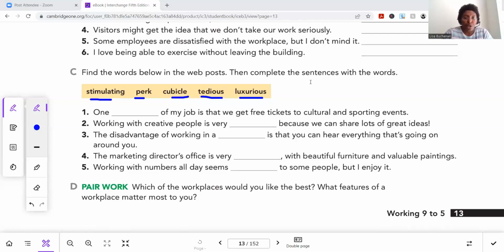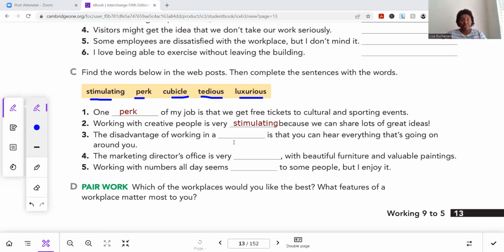Okay, number 1. One blank of my job is that we get free tickets to cultural and sporting events. So what would that be? Perk. A perk is like a cool advantage that you get at your job. Number 2, working with creative people is very blank, because we can share lots of great ideas. Working with stimulating, very stimulating people. Working with creative people is very stimulating. All right, stimulating. So get that in there.